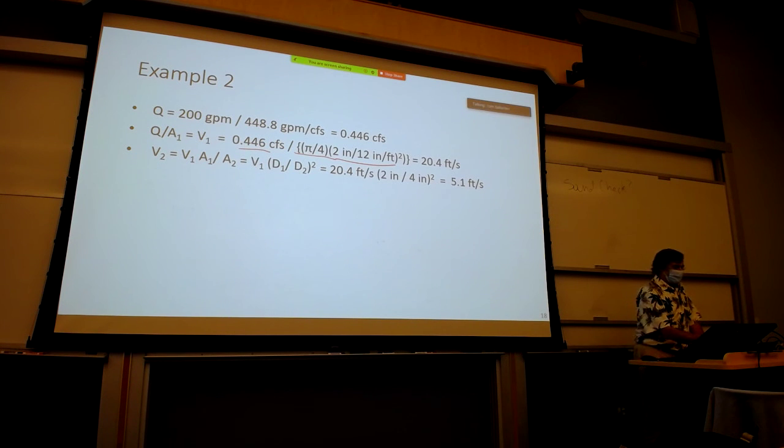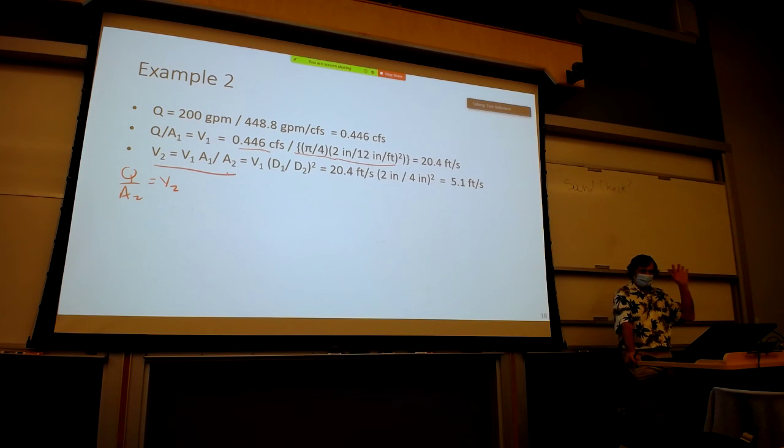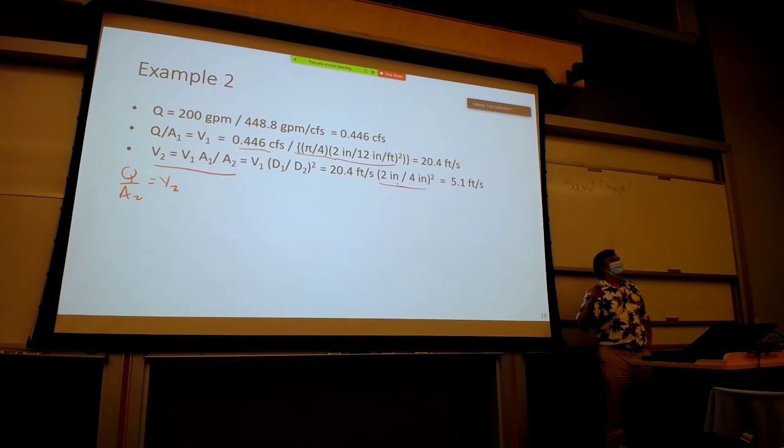And instead of using Q over A2 is equal to V2, we jump to the other equation. Either of those will give you the same answer. And so in this case, what you see is the velocities are proportional to the diameter ratio squared. So in this case, we doubled the diameter, so we should reduce the velocity by 4-fold.